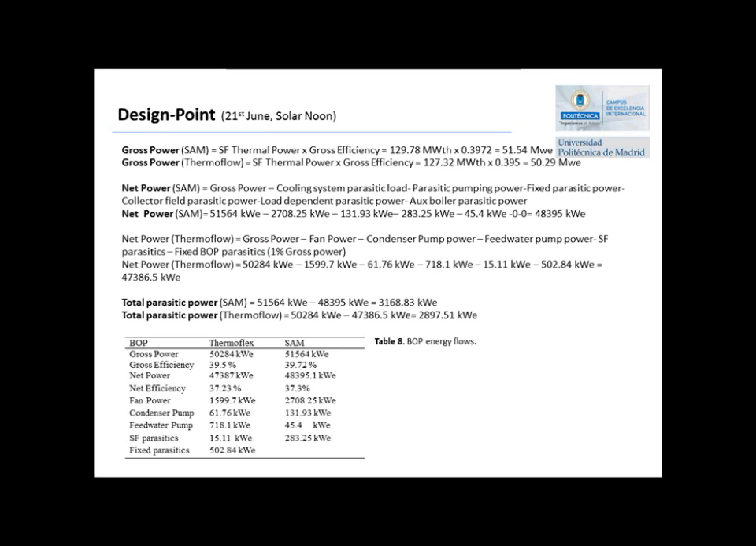In spite of different methodologies between SAM and Thermoflow for calculating power cycle BOP energy production, final gross power results are very similar. Parasitic loads calculation methodology differs in the energy flows denomination, but the total value is affected mainly by the difference in fan power results.